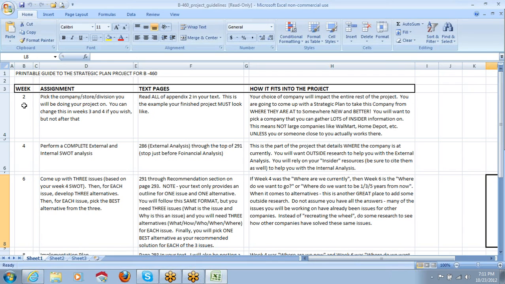You don't have to pick a place you work at. If you're not employed and you have a spouse, a significant other, mom, dad, whatever, this project is so much easier if you do it on a company that you can get information on. A lot of people come into this project and think it's like a giant research paper. It's not. You're actually creating a strategic plan, and it is so much easier to do if you pick a company that you have some ability to get information on.